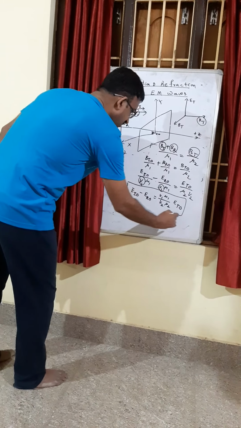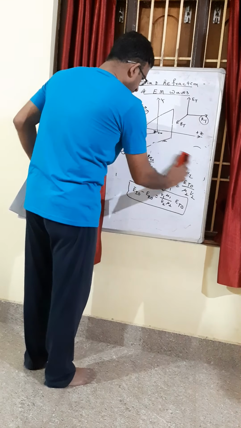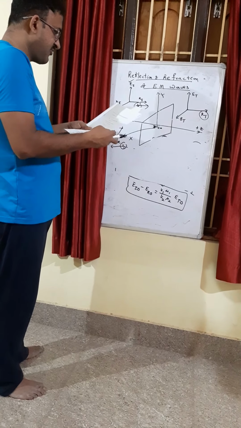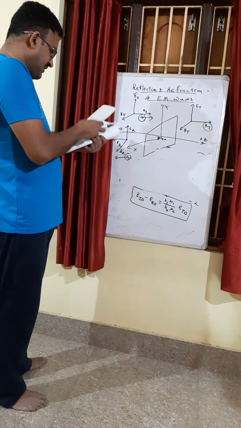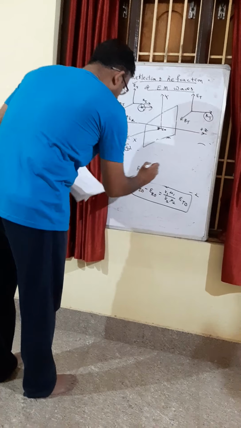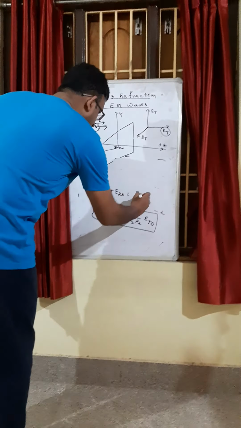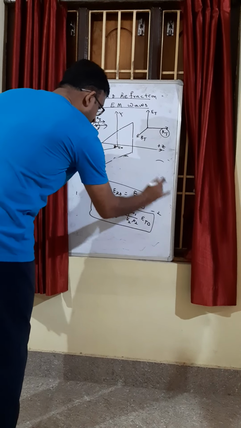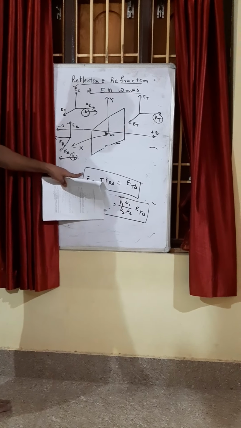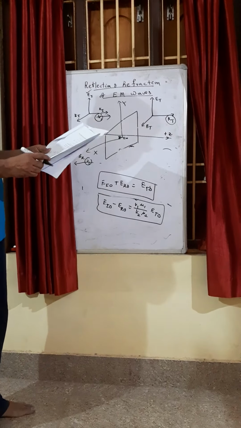So this is the equation we have obtained by applying the boundary conditions for the magnetic field, and by applying the boundary conditions for the electric field we have obtained EIO plus ERO is equal to ETO. So these are two important expressions we have obtained. This one is by applying the tangential component of the electric field, and the other by applying the tangential component of the magnetic field.